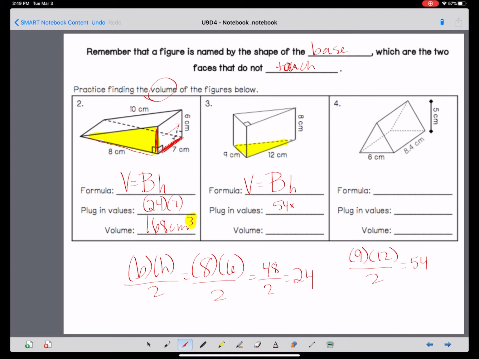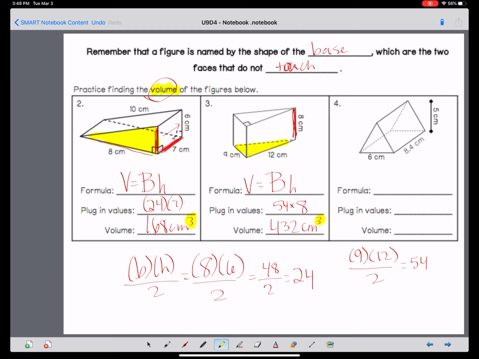The height is the distance in between our two bases, which is 8. 54 times 8 gives me 432 centimeters cubed. And don't forget, you have to cube your answer because we're finding volume.